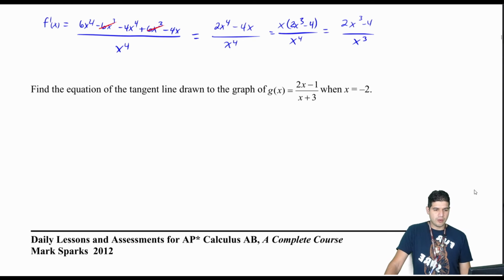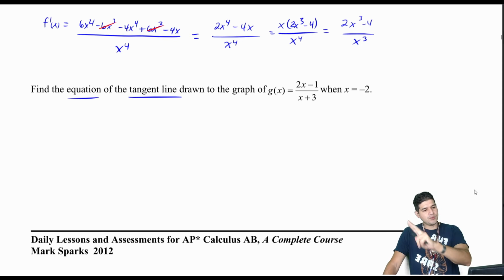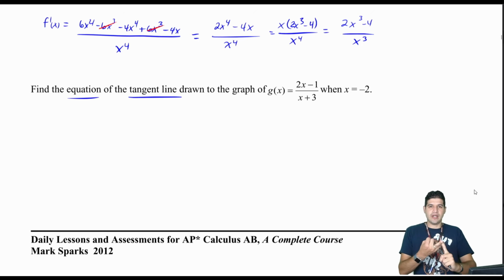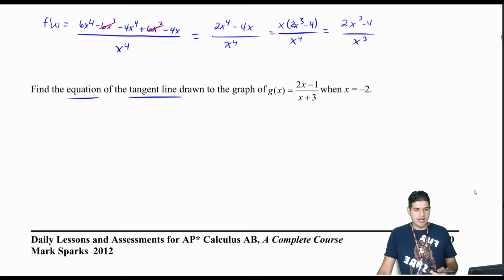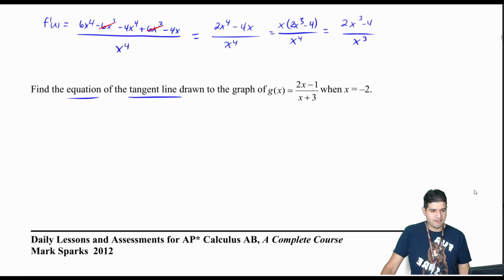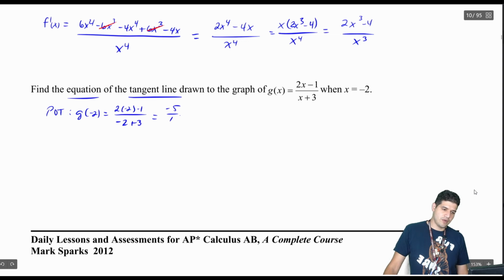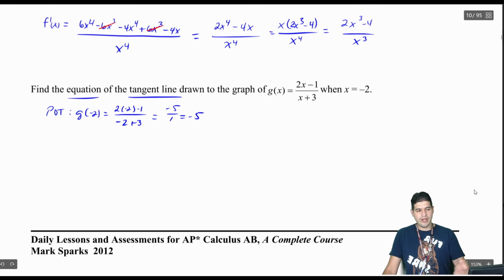So we want to find the equation of the tangent line, all right? So there are 2 things we need with the equations of tangent lines. You need the slope and you need the point of tangency. So if we want to find that equation, let's start by finding that point of tangency. So our point of tangency right here, we just need to find g of negative 2. All right, so then that's going to be 2 times negative 2 minus 1 over negative 2 plus 3. All right, so that's negative 4 minus 1, so negative 5 over 1, which is negative 5. So that's my point of tangency.